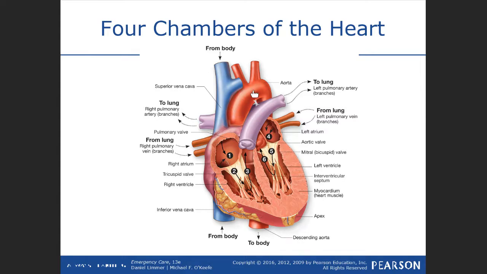And then from there, that aorta is going to split off into different arteries and arterioles, and capillaries. And if all goes well, it's going to distribute blood to the rest of the body. That's if all goes well. What if all doesn't go well?